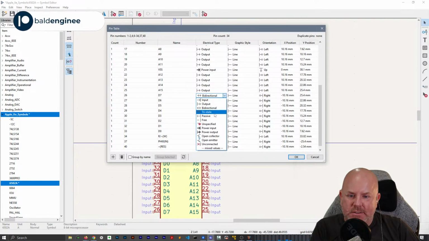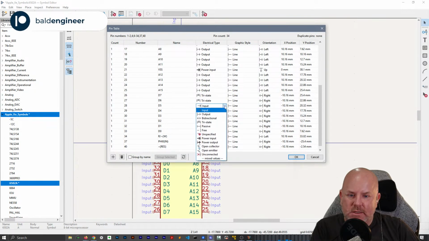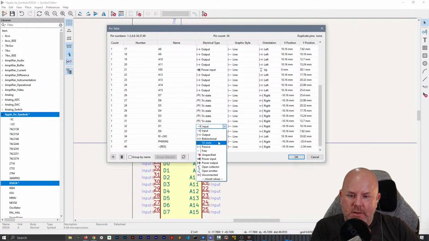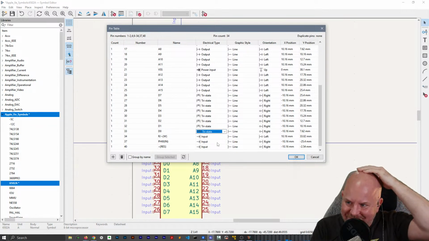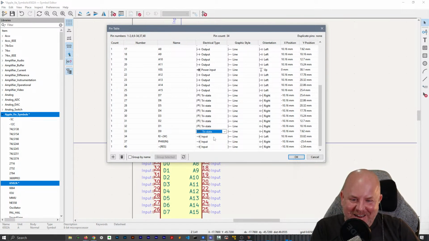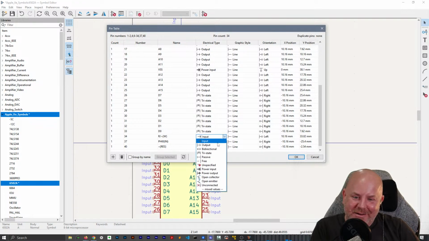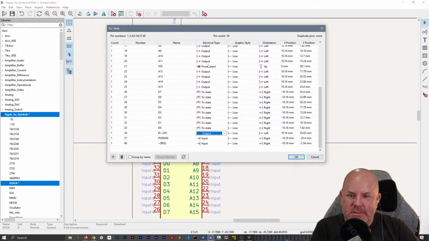I think these need to be tri-state because these should be able to go into a tri-state, right? Okay. Read write is an output, faux is an input, reset is an input.